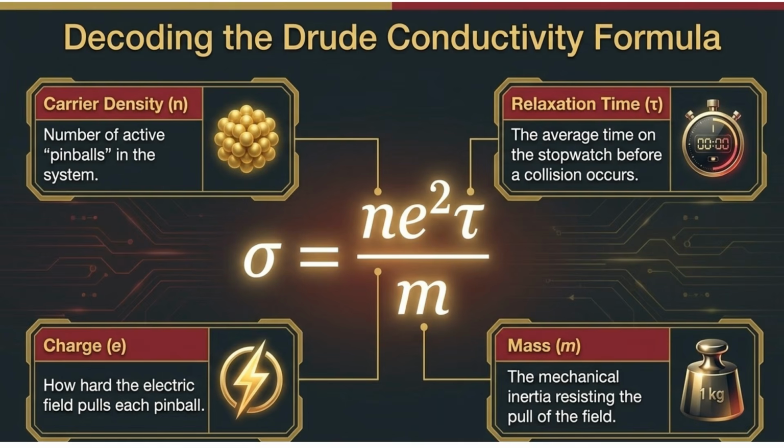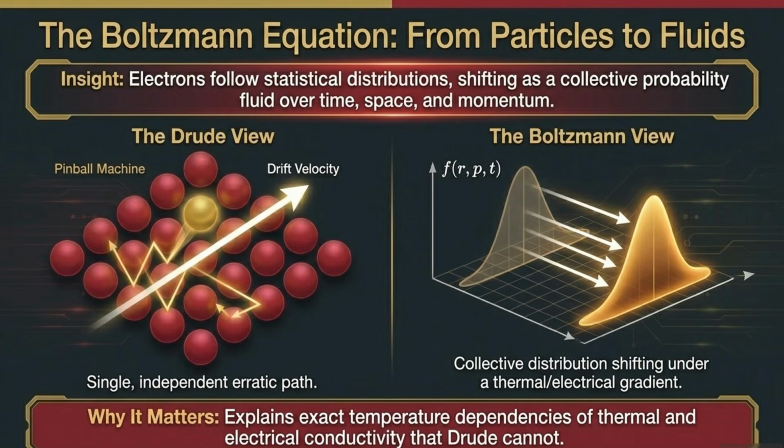relaxation time, and mass. The Boltzmann equation shifts perspective from a single particle to a collective probability fluid, explaining how statistical distributions shift. This view is crucial for explaining the exact temperature dependencies of conductivity.